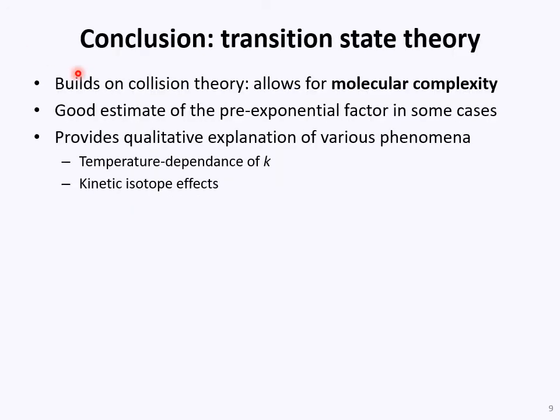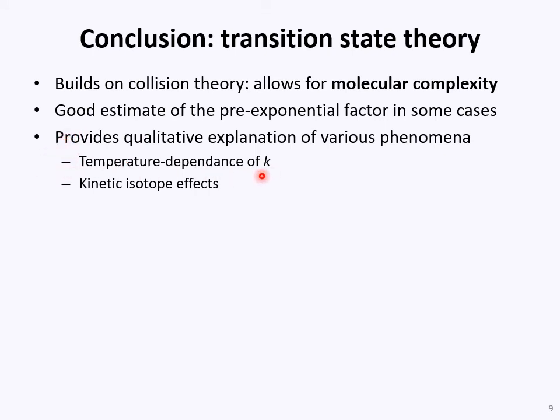Okay, so just to conclude this screencast, we're going to finish off talking about transition state theory. The key point is that transition state theory allows for molecular complexity, and so in that respect alone, it builds on collision theory. It gives the same answers as collision theory when you haven't got a complex molecule, but we can account for molecular complexity, and in many situations it can give a better estimate of the pre-exponential factor, particularly in those unimolecular cases. And finally, it provides some idea of various phenomena such as temperature dependence.